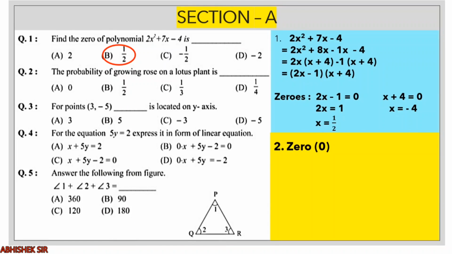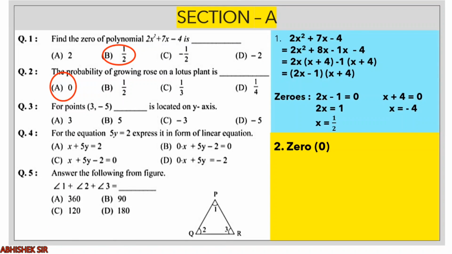Second, the probability of growing rose on a lotus plant is 0 because we know that in lotus plant only lotus will grow, so rose will not grow. So it is an impossible event. So that is why the answer is A, 0.